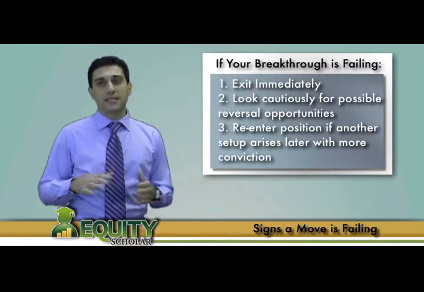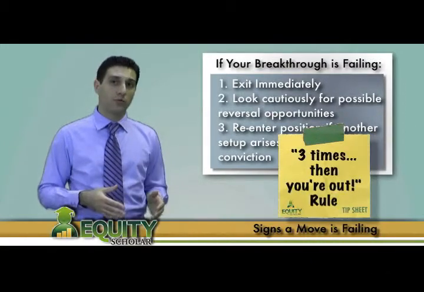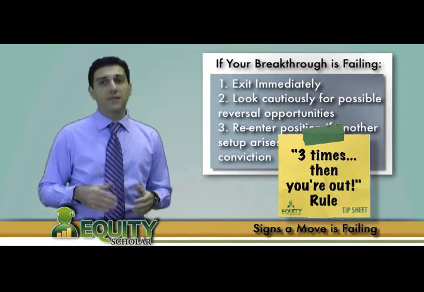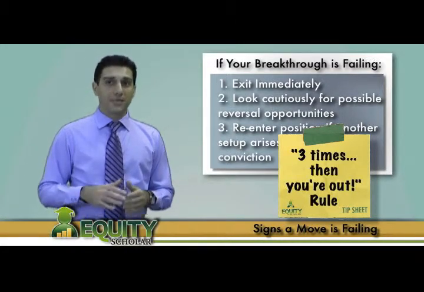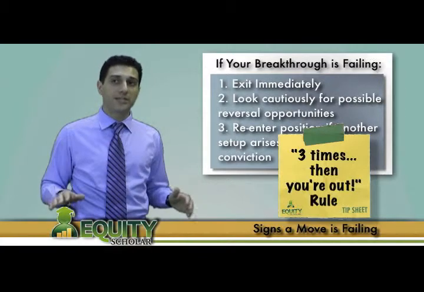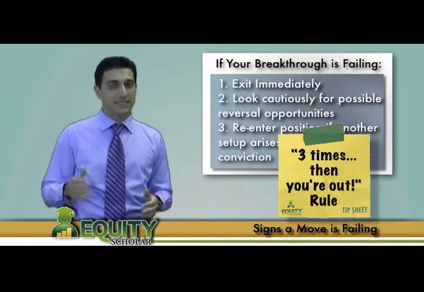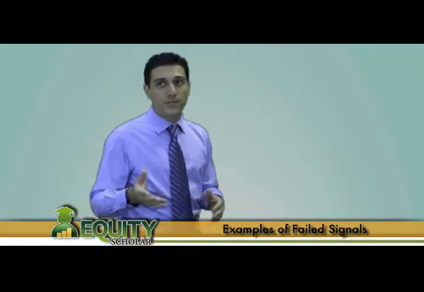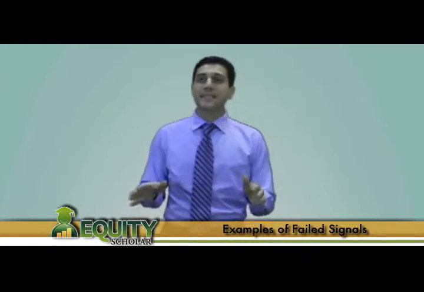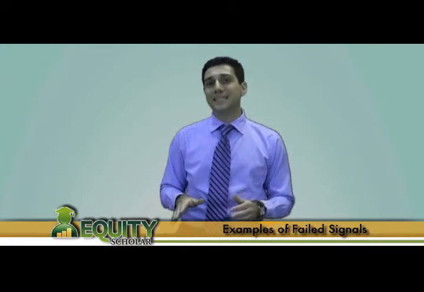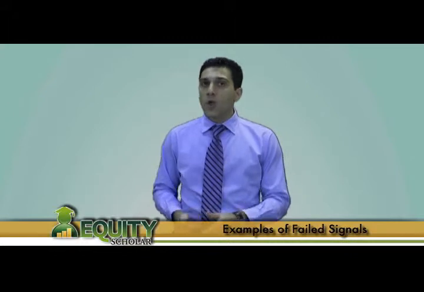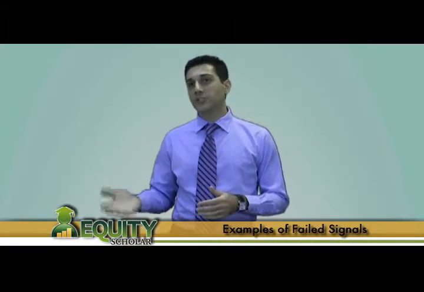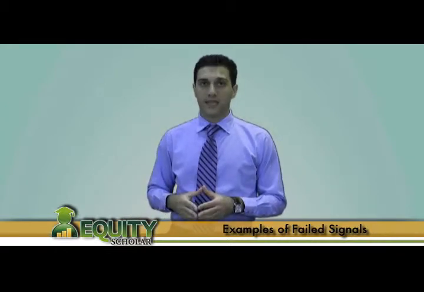I personally like to use a "3 times then I'm out" rule when attempting to enter into a break that has failed on me. After my 3rd unsuccessful attempt participating in the stock in either direction, I cut ties with the stock for the day and move on to greener pastures. Now let's take a look at 2 examples of failed signals. In these examples, you will see 2 distinct types of failed signals. One that attempts to break but fails, and another that actually breaks but also fails.